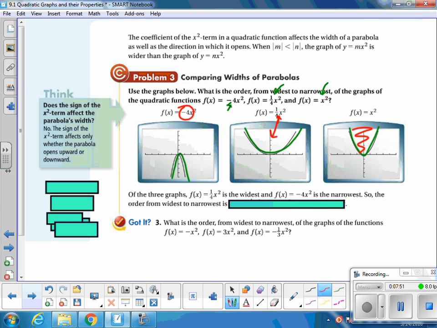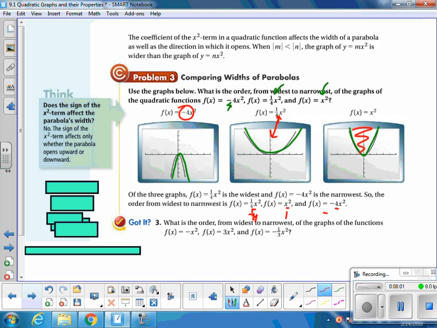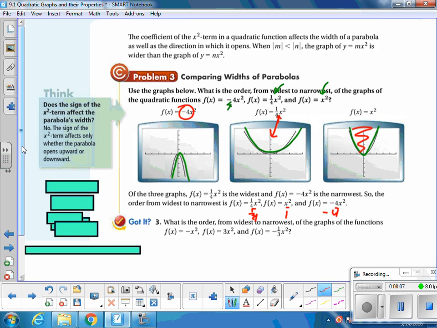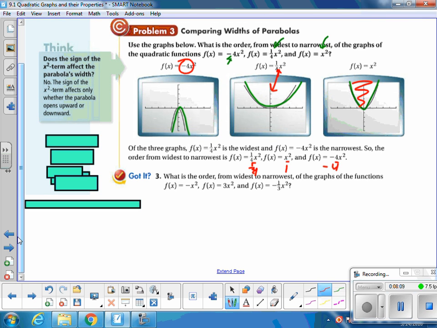So of the 3 graphs, this is the order from widest: the fraction, the parent term, and the -4. So you can see the coefficient is 1/4, 1, and -4. Widest to narrowest. Why don't you give it a try? On number 3, order from widest to narrowest.